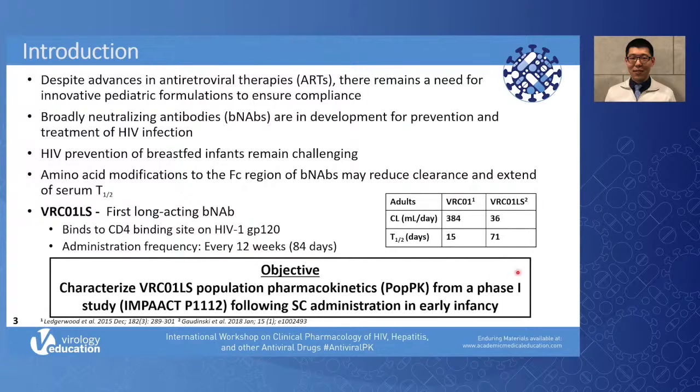Here, I have listed the pharmacokinetic differences between VRC01 and VRC01LS in adults. These 2 amino acid changes provide a 10-fold decrease in clearance and 4-fold increase in half-life compared to VRC01. To better characterize the pharmacokinetic differences between VRC01 and VRC01LS in infants, we conducted the VRC01LS population pharmacokinetic analysis from a phase 1 study, IMPAACT P1112, following subcutaneous administration in early infancy.